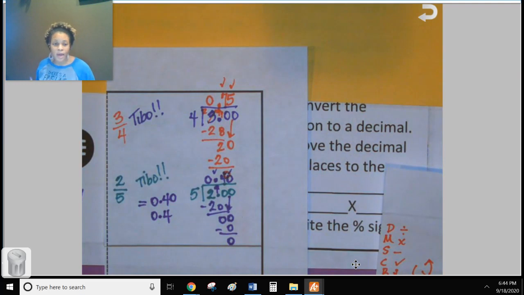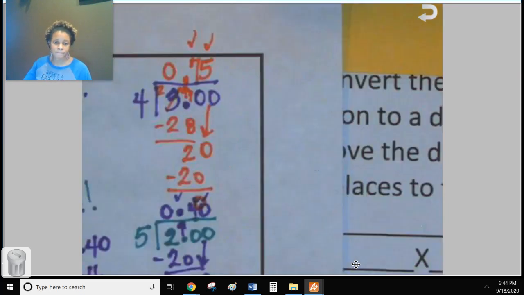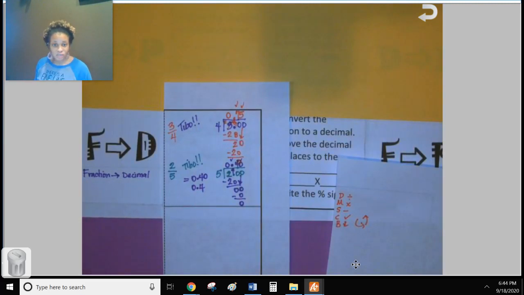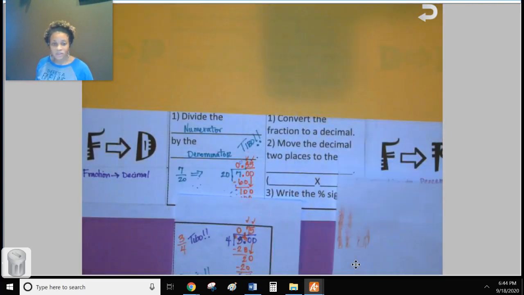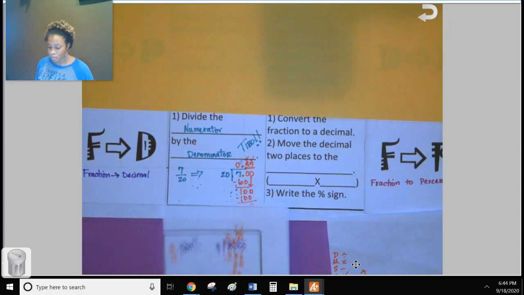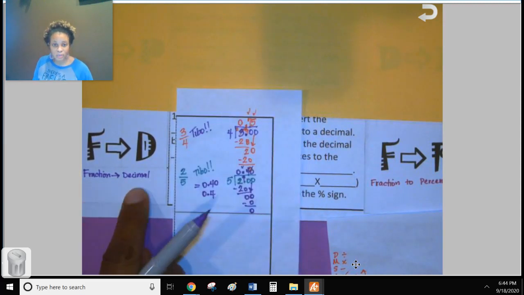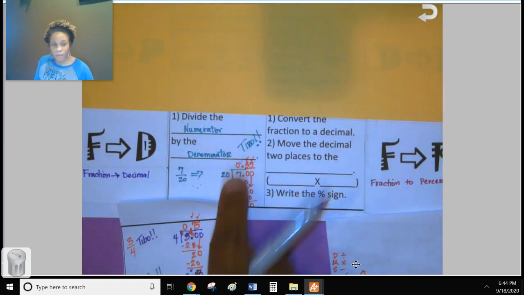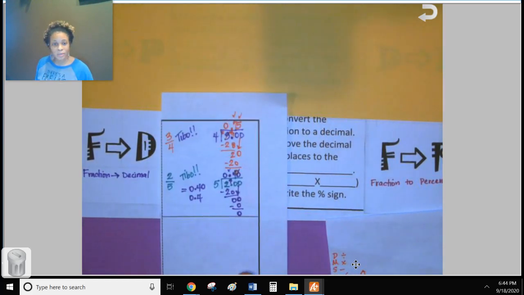Okay? So how do we change a fraction to a decimal? We divide the numerator by the denominator. We use T-Bow. Fraction to decimal. Okay? Divide the numerator by denominator. And here are some examples.